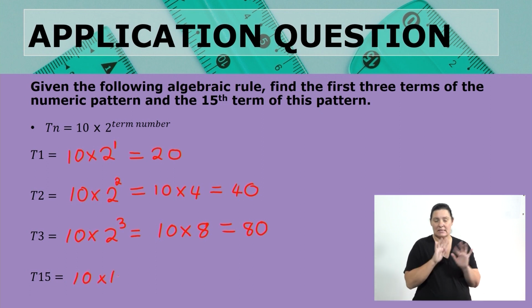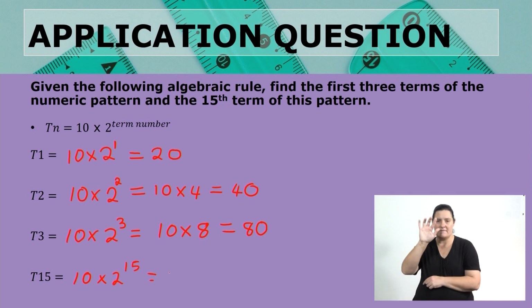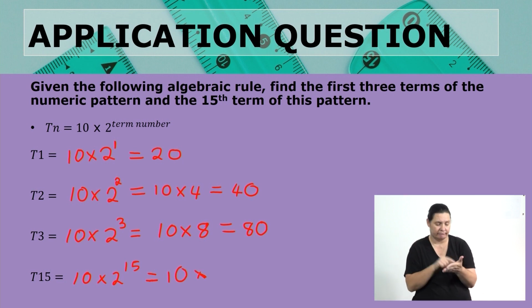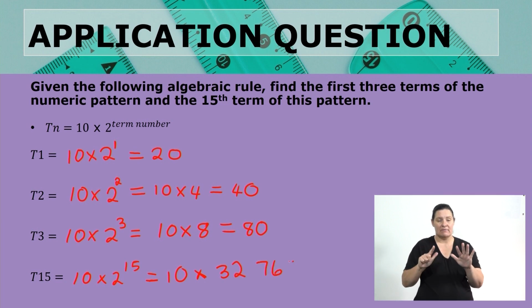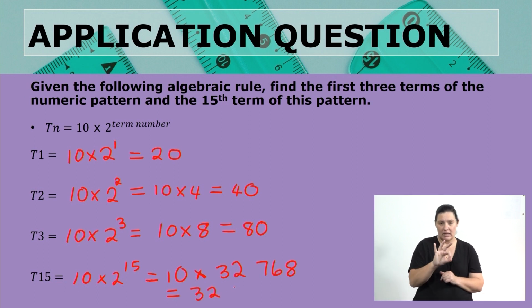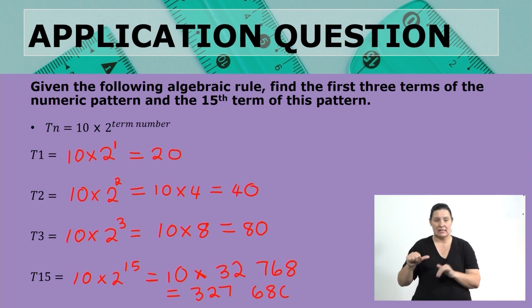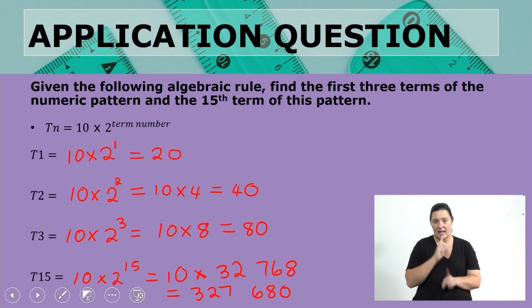That is going to be 10 multiplied by 2 exponent 15. Now 2 exponent 15 is equal to 32,768. And if we multiply that by 10, that is going to give us an answer of 327,680 as our final answer. Let's move on to the next one.